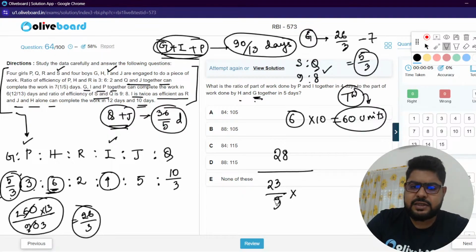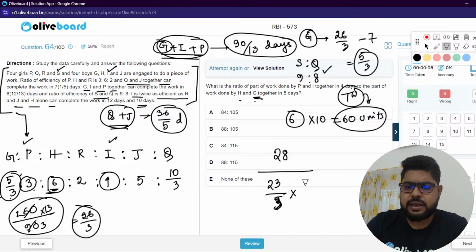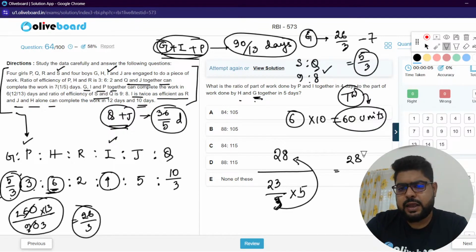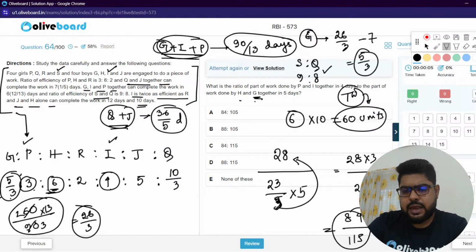Why by 5? It is 3 na. 3 6 are 18 plus 5 by 3 into 5. 3 will go up. It is 28 into 3 by 23 into 5. ऐसा कुछ आ रहा है सर. 84 into sir 515 ऐसा कुछ है सर. 84 ratio 115. Yes sir.